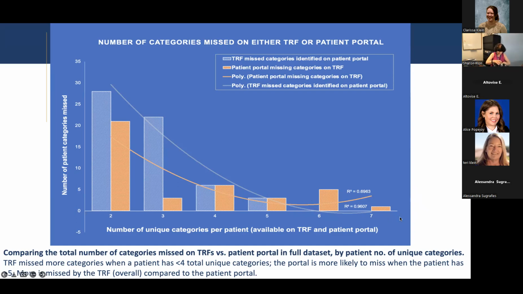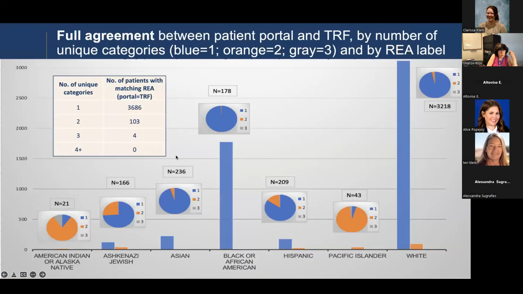So for 6 and 7 unique categories per person, on average, you're missing mostly things from the patient portal. So this is where there are things being added by the TRF. But if we have 2 or 3 unique categories attributed to an individual, actually the TRF is more likely to miss categories. That was sort of surprising.